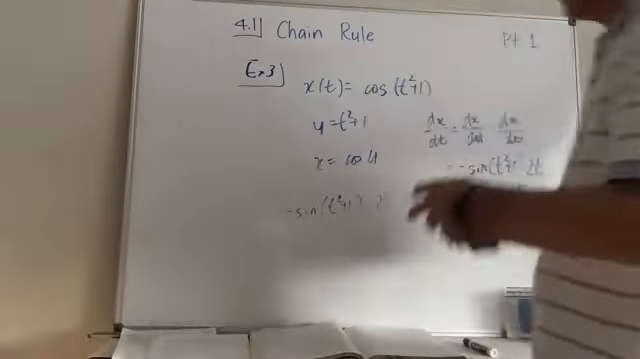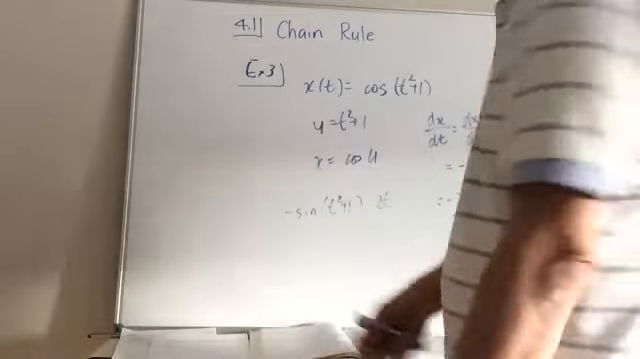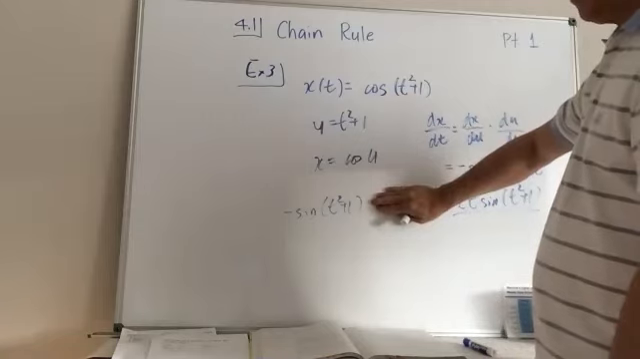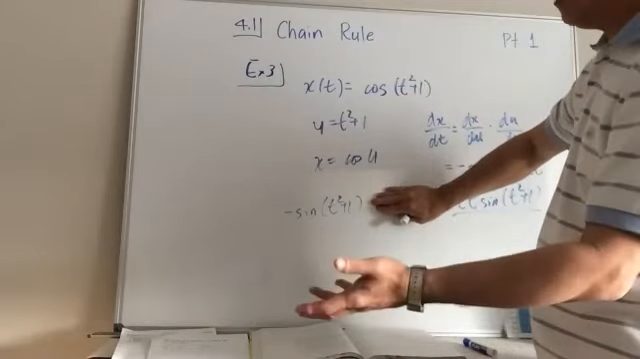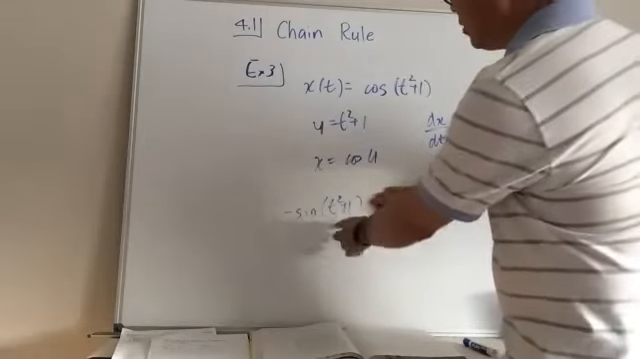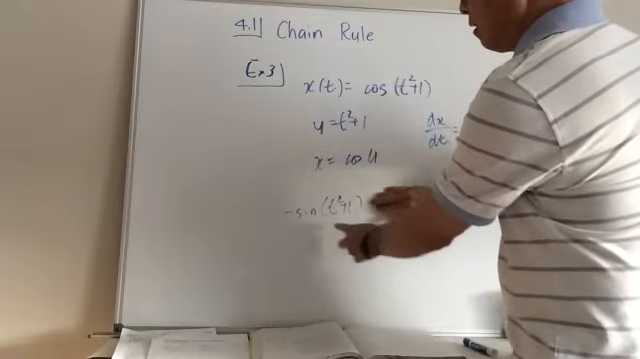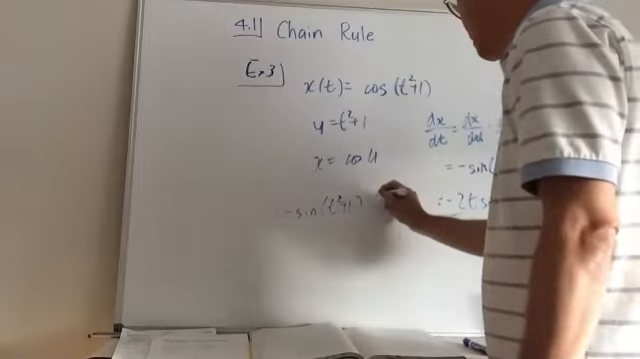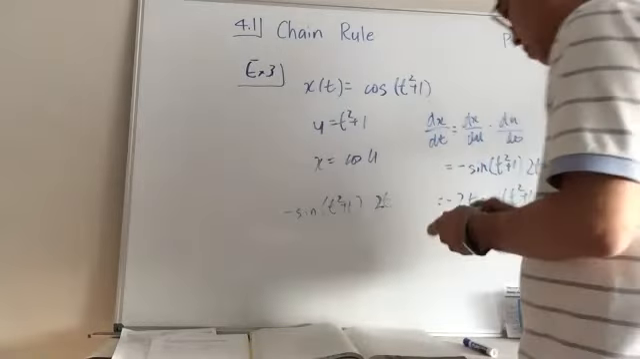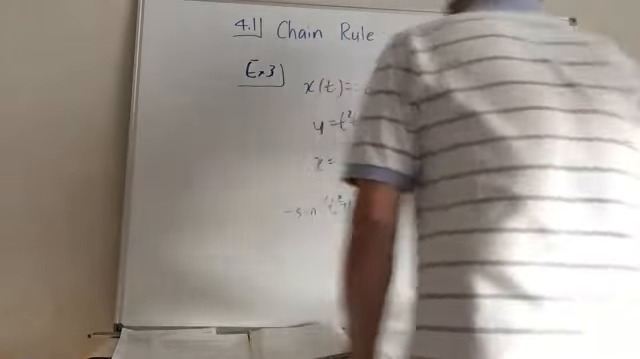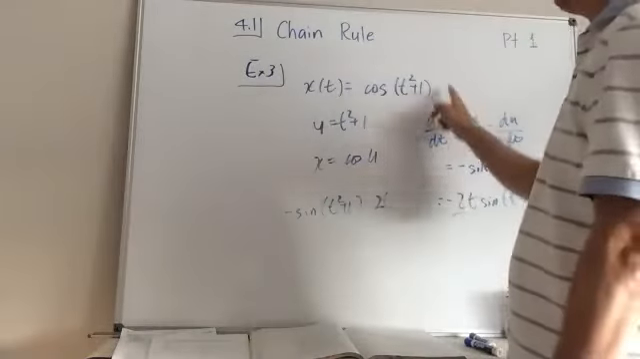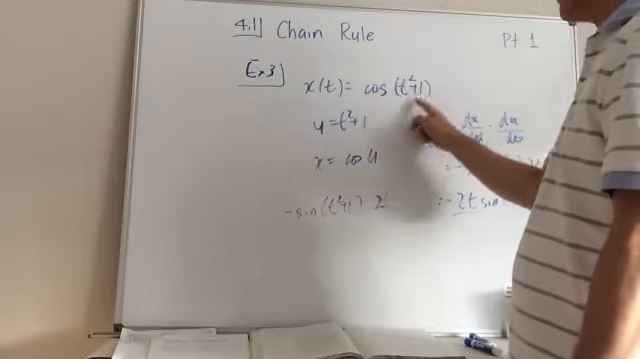The thing where you forget is you just take the derivative of this and say, oh, that's the derivative, I'm done. But you're not done, because you have to take the derivative of the inside again, and it'll be 2t. That's where the 2t comes from, right here. So we take the derivative of the outside, and then we go inside.